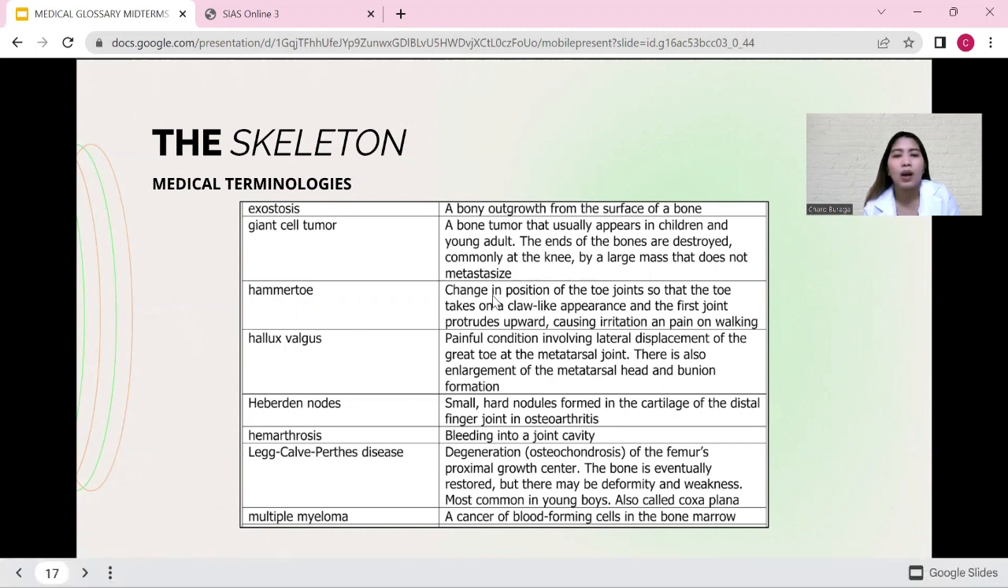Okay, the hammer toe. Change in position of the toe joint so that the toe takes on a claw-like appearance and the first joint protrudes upward, causing irritation and pain on walking. Masakit yan. Nakaganon ang toes mo.